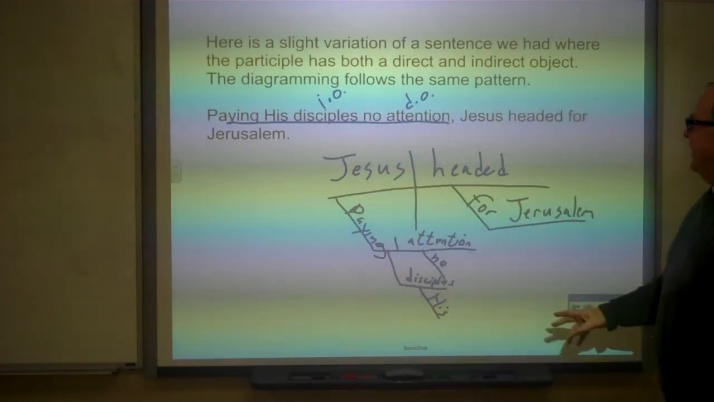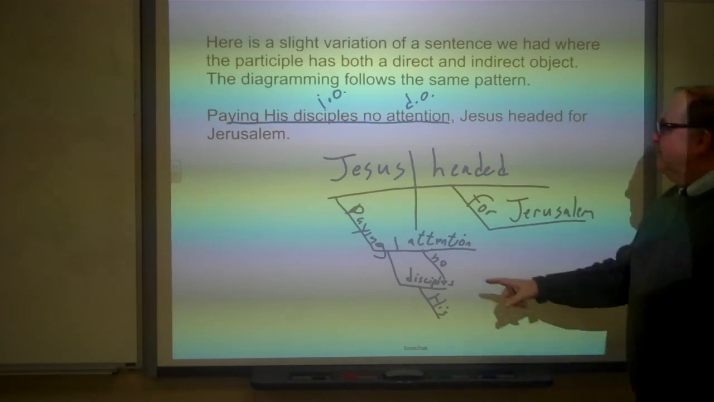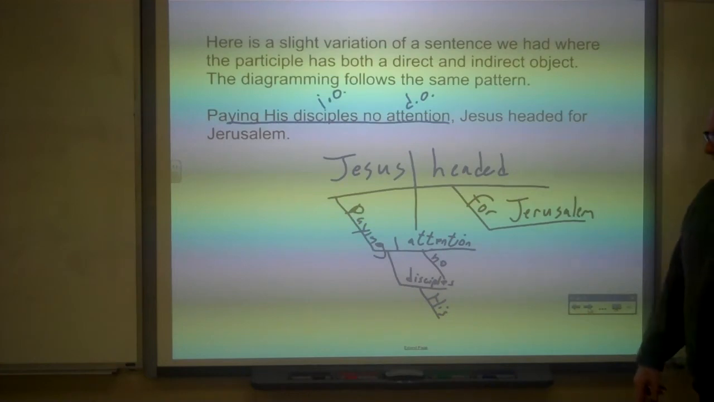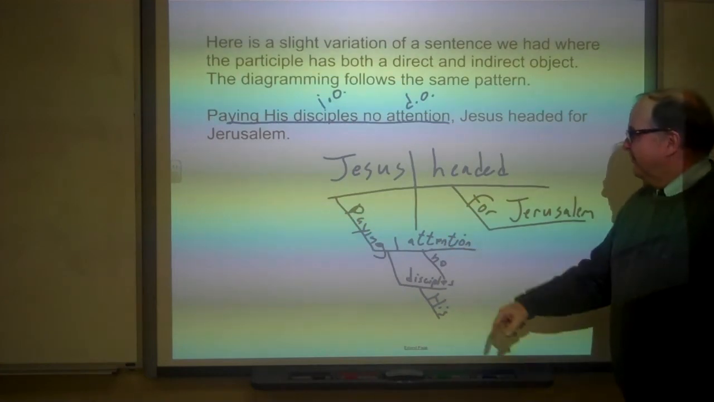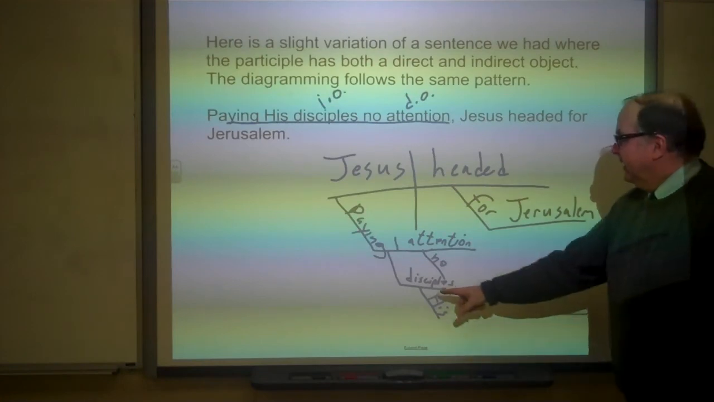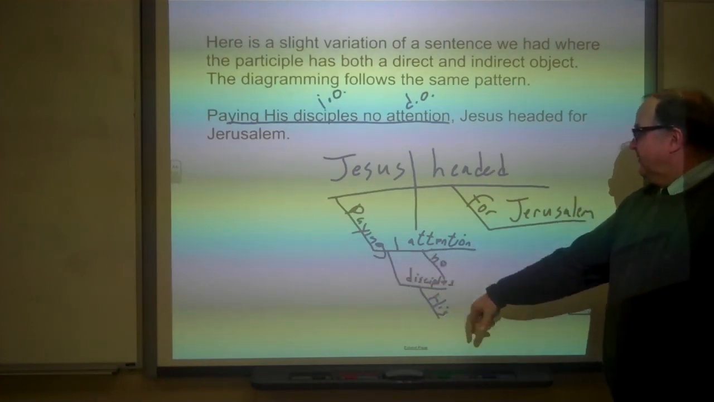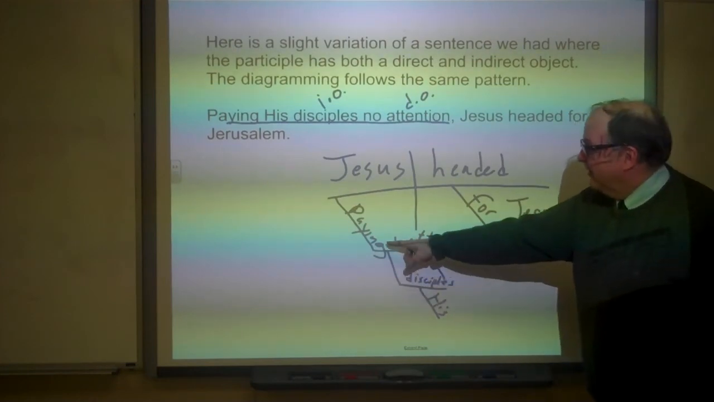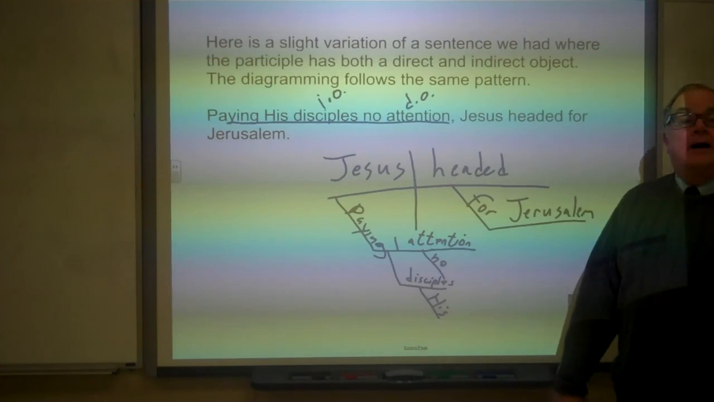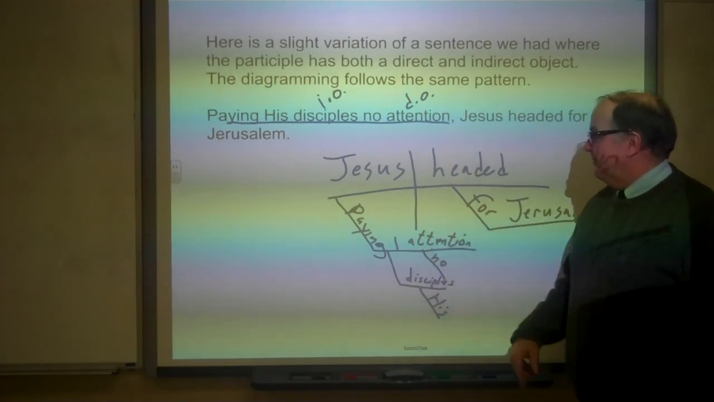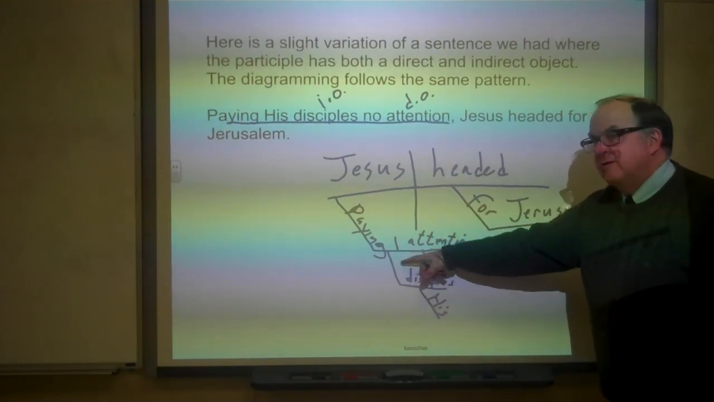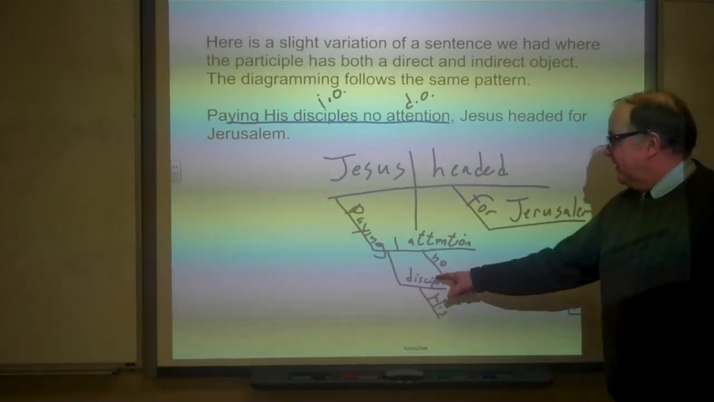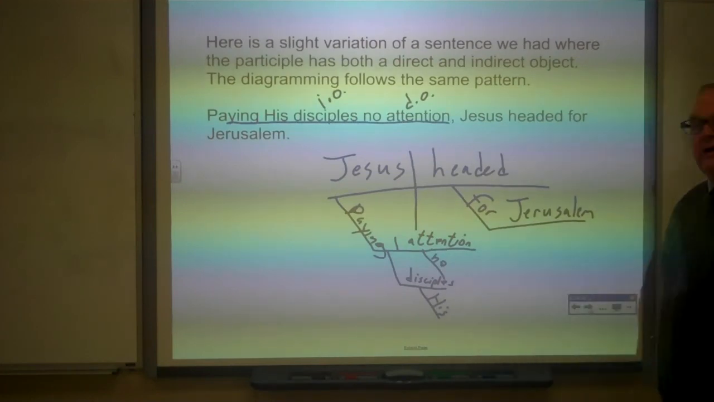So in this case, most of the sentence is similar, but okay, paying attention. It's a vertical line because it's a direct object. No modifies attention, but his disciples is the indirect object, so that goes under the horizontal, under the participle, not under the direct object. And of course, there's no word on the diagonal, and then the indirect object is on the horizontal. And his modifies disciples.